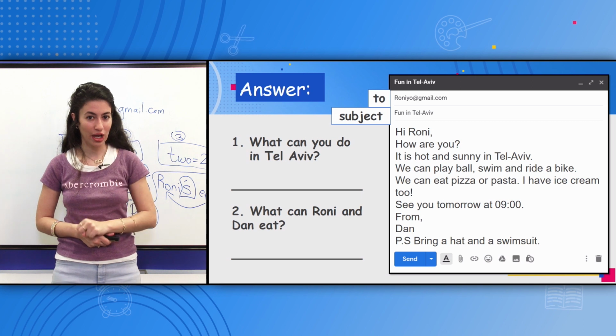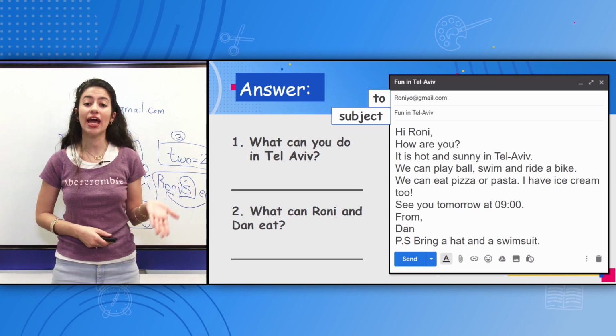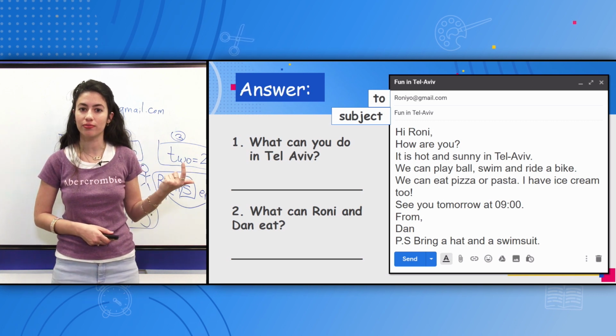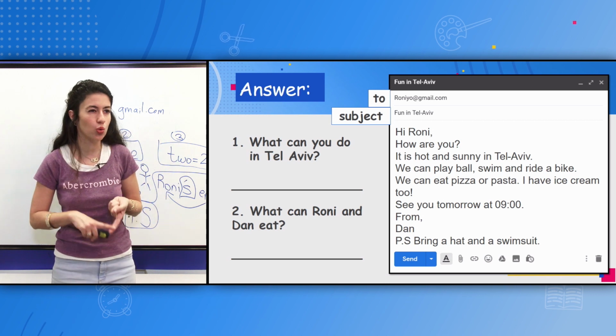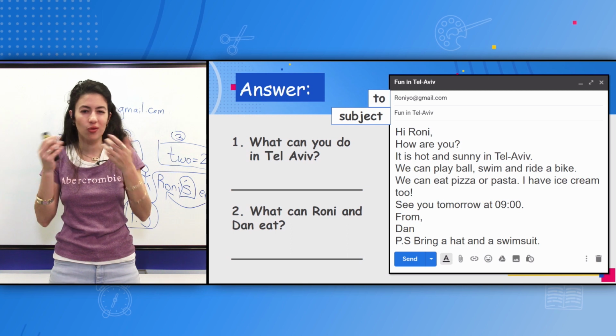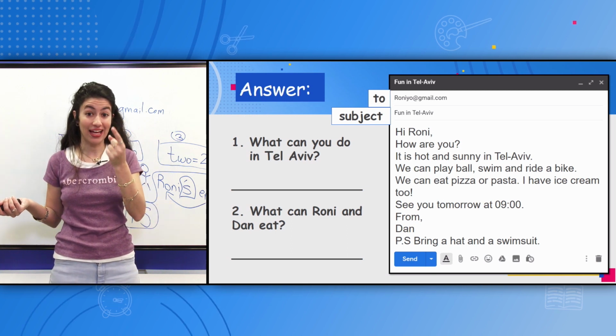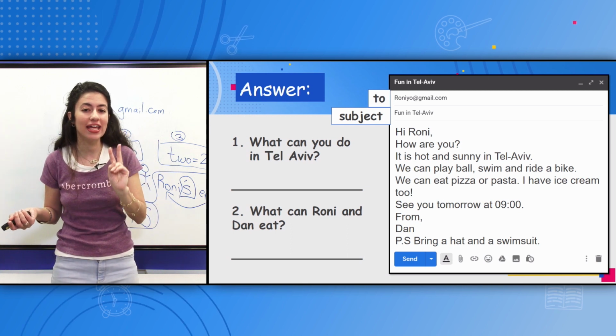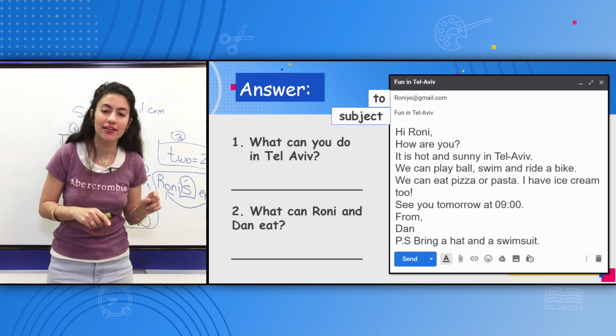Ready? We have 2 more. What can you do in Tel Aviv? What can you do? Can you swim? Can you jump? Can you run? Can you eat? What can you do? And number 2, what can Ronnie and Dan eat?